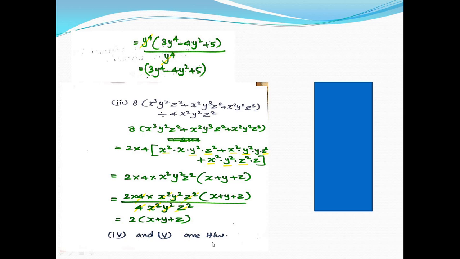4th and 5th are your homework. Complete your homework and complete it on time. Don't waste your time. I have given the worksheet last week, and you will take 1 week of time to complete that worksheet. Complete it and update everything, students.